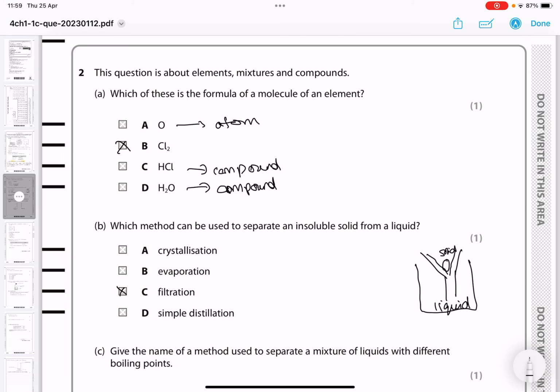Crystallization is used to separate soluble solids from solvent. And how you do that is by evaporating the solvent and you're left with that soluble solid. So it's not applicable for this. Evaporation is very similar.